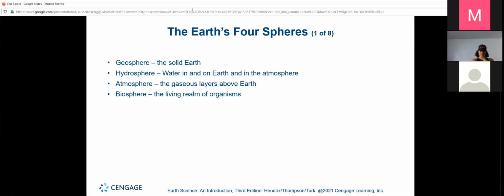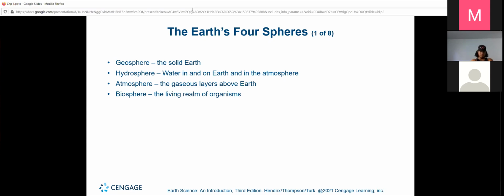The geosphere, hydrosphere, atmosphere, and biosphere. I probably don't need to explain what those mean, but I will. The geosphere is essentially the rocks of the Earth, the solid part of the Earth. You walk on the geosphere. We construct materials from the geosphere. It's the geology, right? Geo, geology.